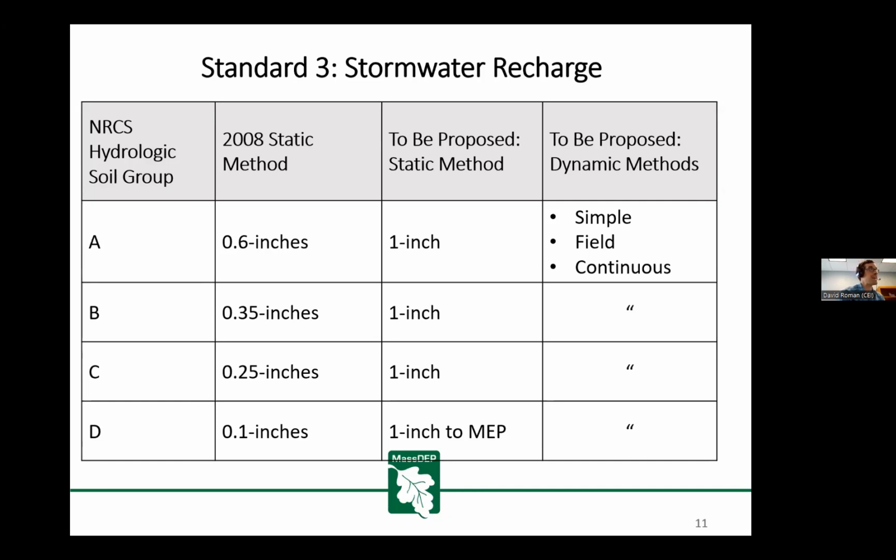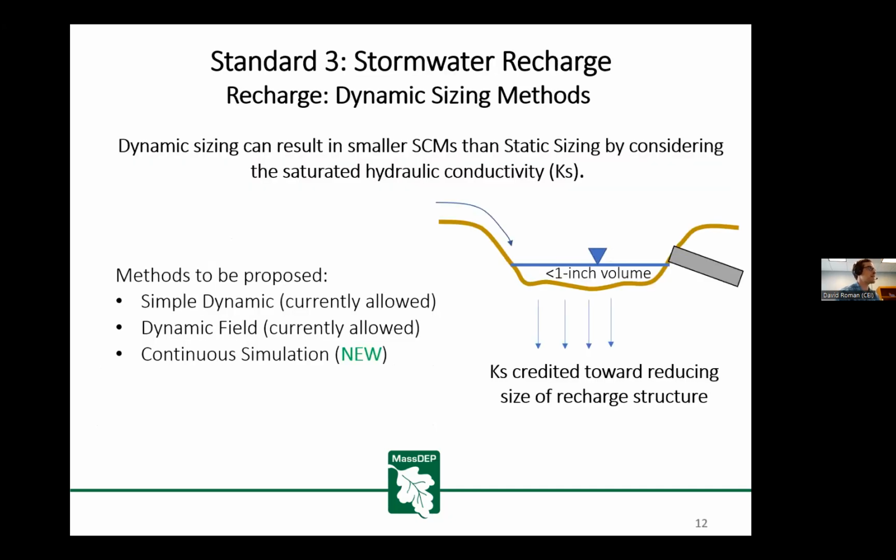There are a couple of dynamic methods that can be used to lower this recharge depth. And essentially, this dynamic sizing can result in smaller stormwater control measures than static sizing because it considers the hydraulic conductivity. So there are a couple of methods currently in the handbook. Those are the simple dynamic and the dynamic field method. And the draft handbook includes a third method called the continuous simulation method. This would be a spreadsheet-based method that looks at long-term rainfall records near the site.